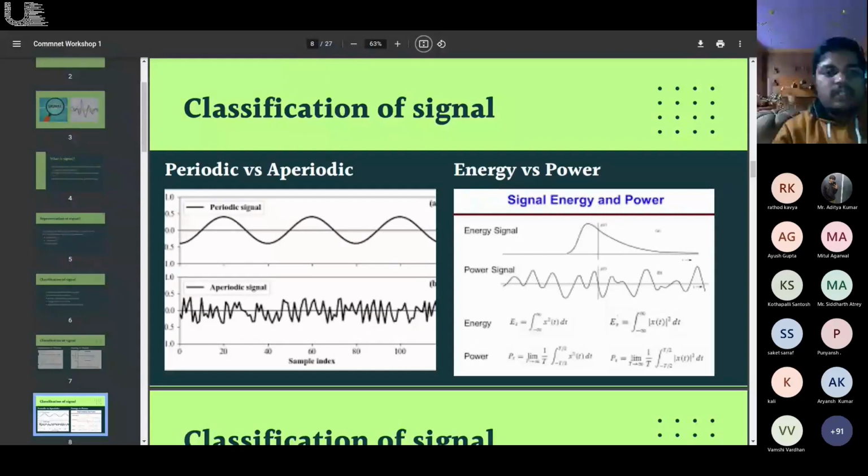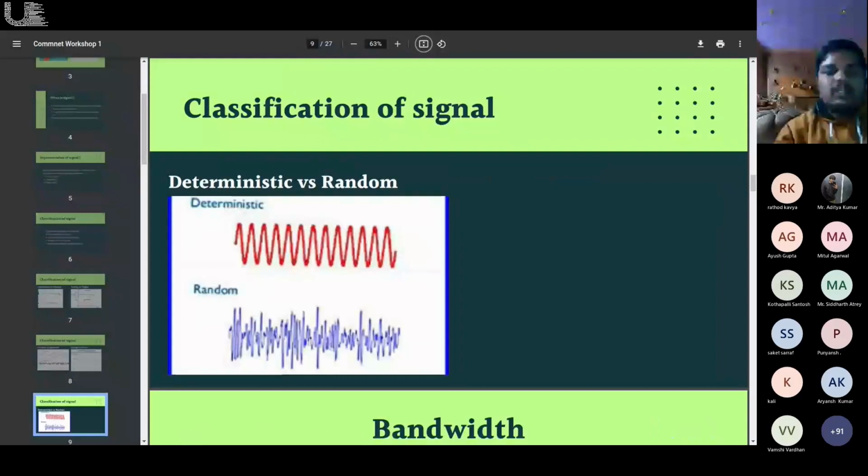So next is deterministic versus random signal. Random, you know. Anyone here who started coding in their first year? Anyone from the first year who has started coding? No one? I don't believe that no one from the first year has started coding yet. So leave it. In coding we have a random generator where we use a random function, and it generates some random values. So random, you all know, is some arbitrary value. It cannot be determined.